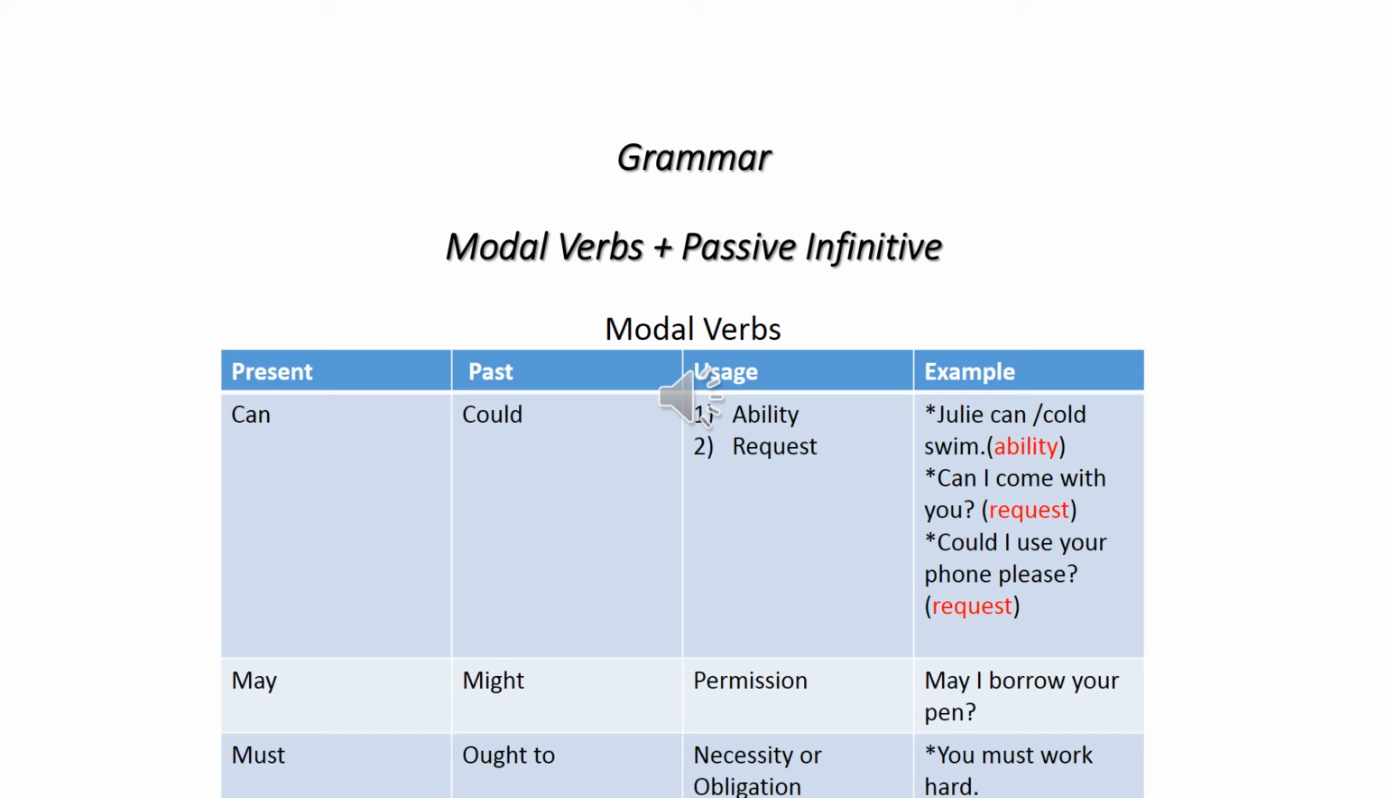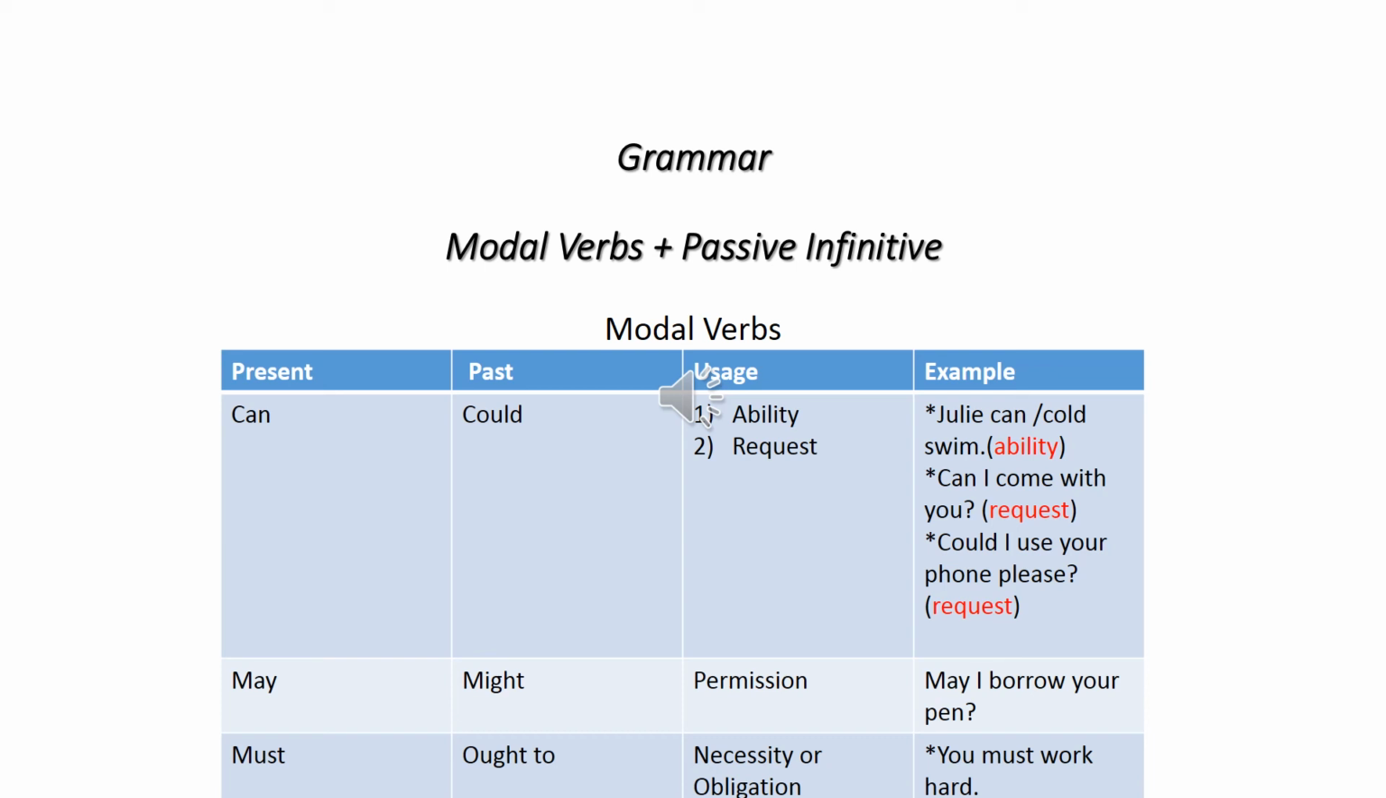Let's start with the first modal verb, which is can, and the past form of can is could. The usage of this modal verb, or when do we use this modal verb? At first, when we talk about or express ability. Ability means القدرة على القيام بشيء ما. For example, Julie can or could swim. It expresses ability.